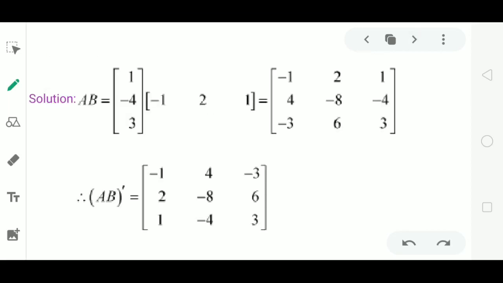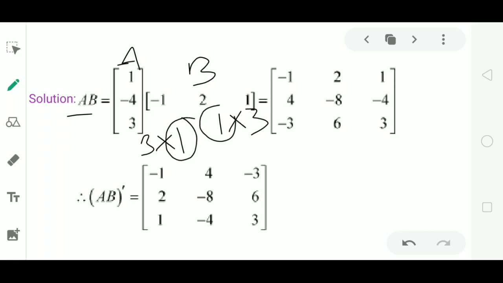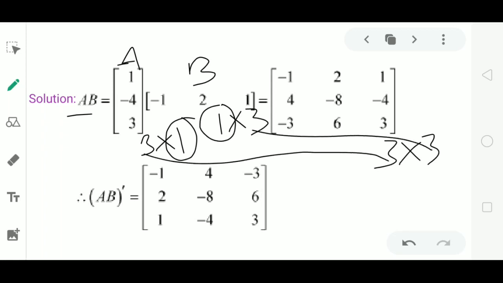AB is the product of matrices A and B. Matrix A is of order 3 by 1. Matrix B is of order 1 by 3. We know the condition for multiplication, that is, number of columns of A should be equal to number of rows of second matrix B. Here, these matrices are satisfying the condition for multiplication, hence we can find the product of A and B. And the product of A and B will be a matrix of order 3 by 3, number of rows of A by number of columns of B.